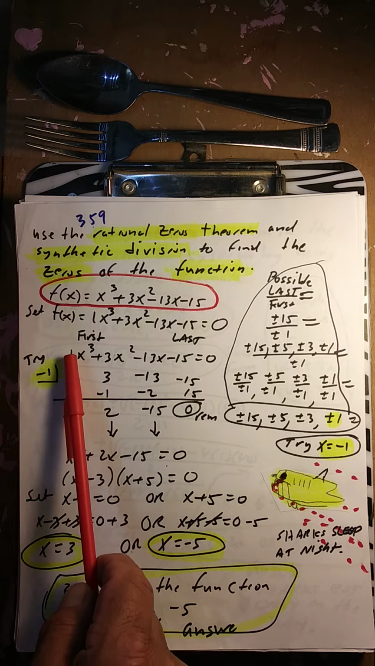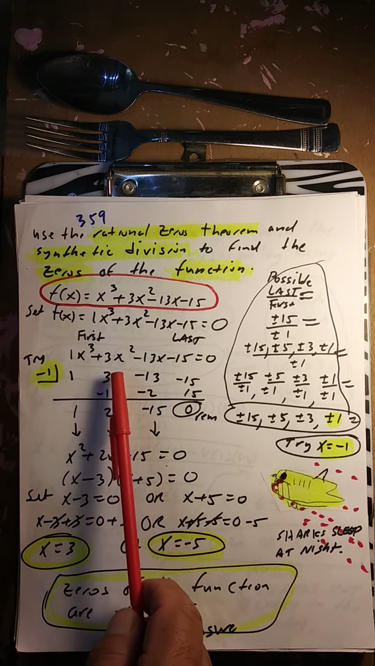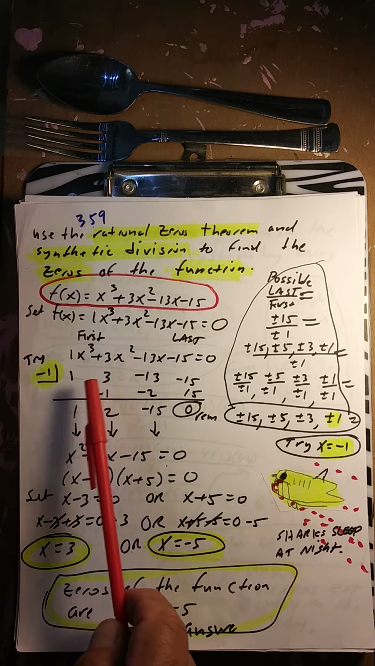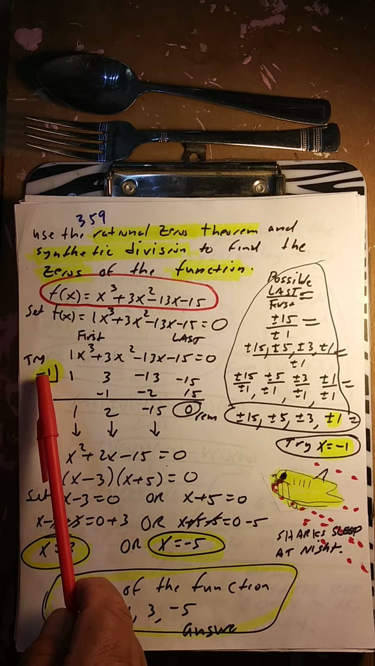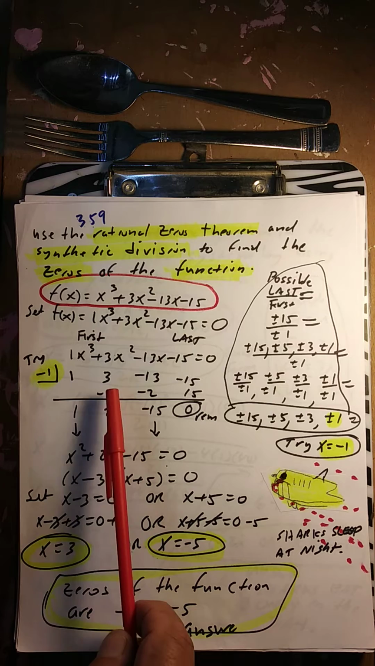And just the number. See the number right here? Just the coefficients. 1, 3, minus 13, 50. So now that we do synthetic division, bring this 1 down here. Negative 1 times 1 is negative 1. 3 minus 1 is 2.